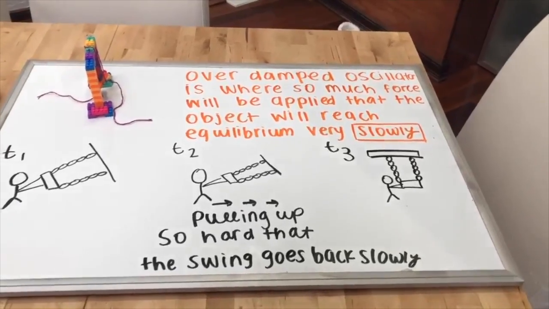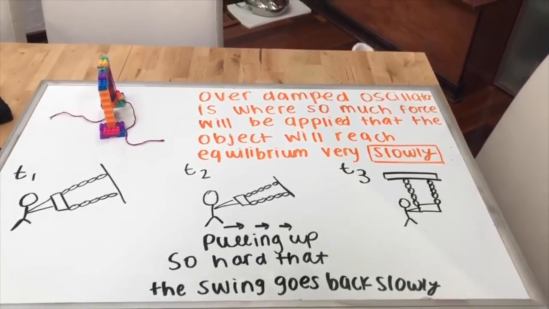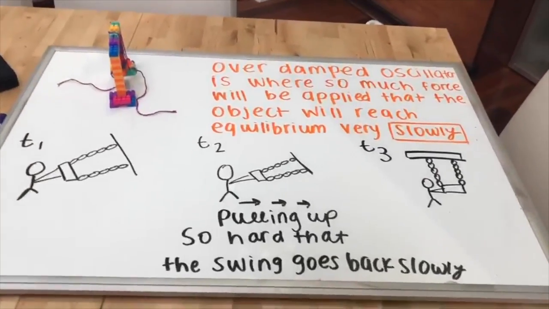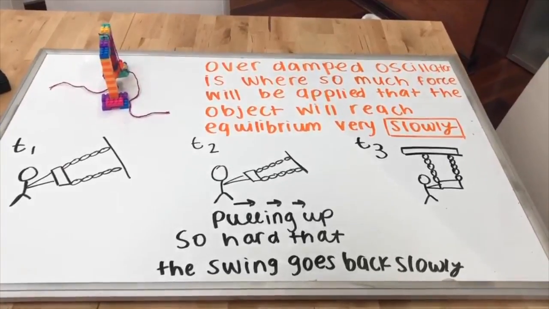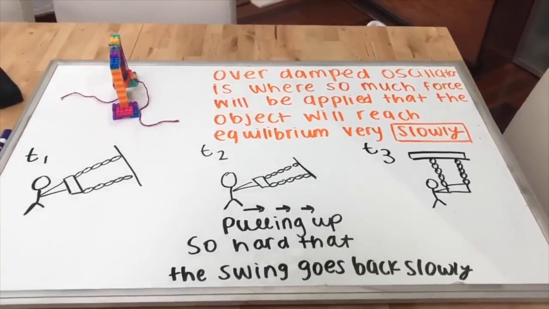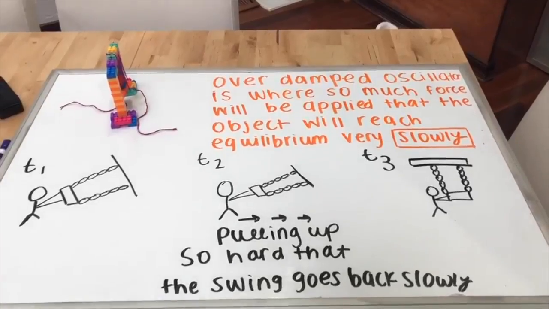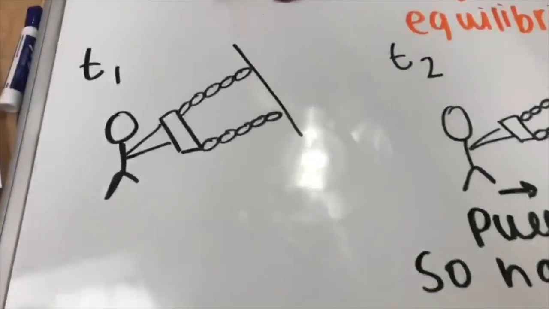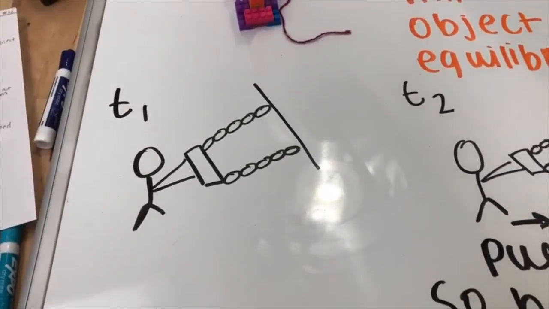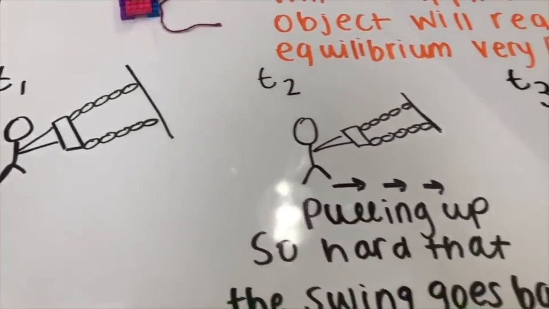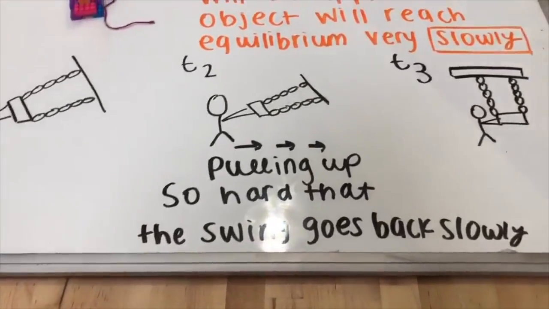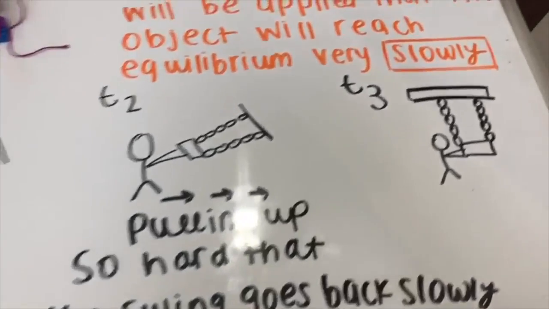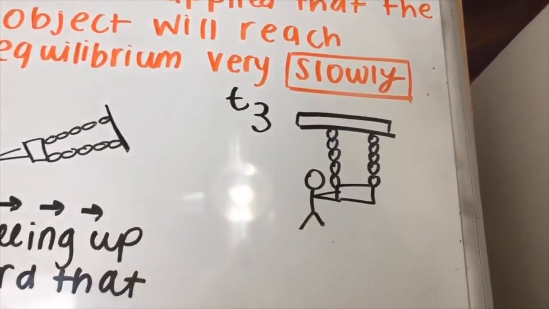All right, in our final topic with oscillations here, we have overdamped oscillators, which is where so much force will be applied that the object will reach equilibrium very slowly. So here I have drawn sort of a series of events. So here we will start. There will be a person pulling up the swing, and then as time goes on, they're going to be pulling up so hard that the swing will go back very slowly, and then at time 3, we have it back at equilibrium.